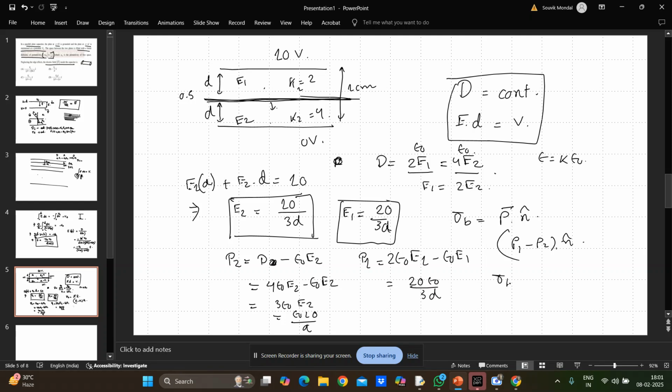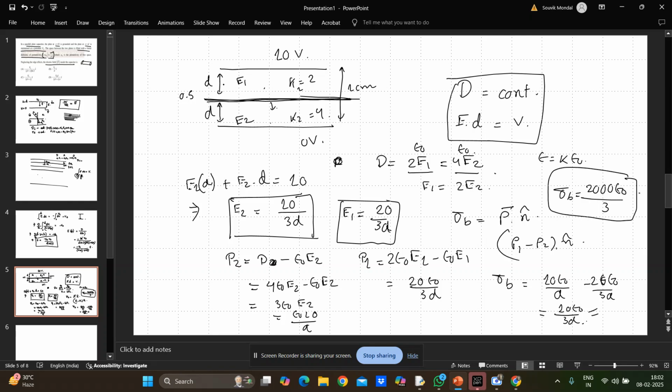So what is your sigma B now? Sigma B is simple. 10 epsilon naught by d minus 20 epsilon naught by 3d. So 1 minus 2 by 3, 10 epsilon naught by 3d. Now put the values, you will get the answer. So it is probably 2000 epsilon naught by 3. This is sigma B. So this is also an interesting problem.